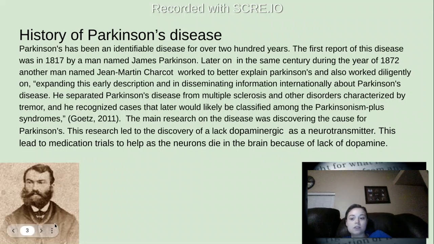And as you can see, this is James Parkinson over here, and these are some of the images of what the Parkinson definitions and all things that were later redefined by Jean Martin Charcot.